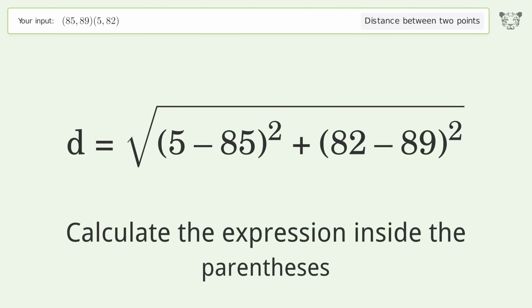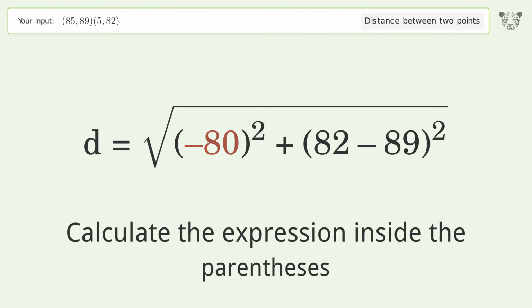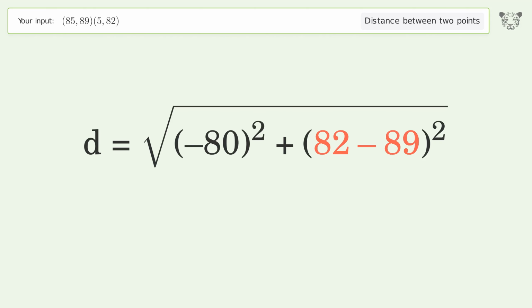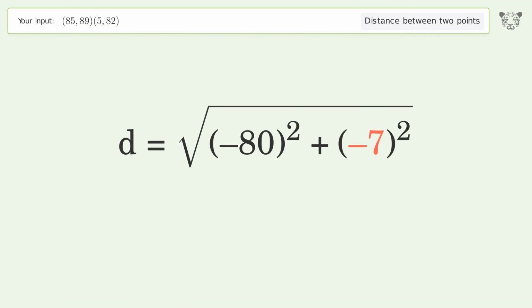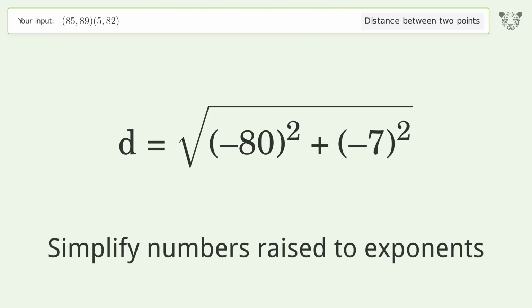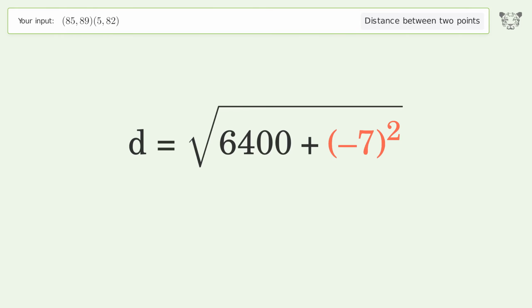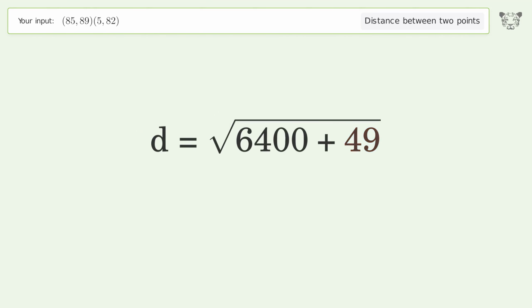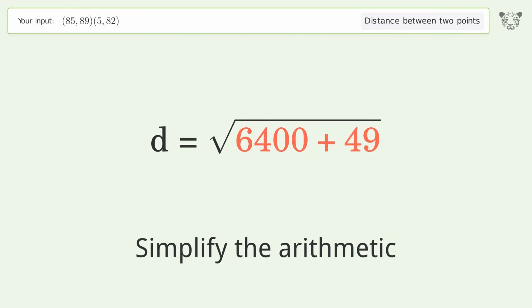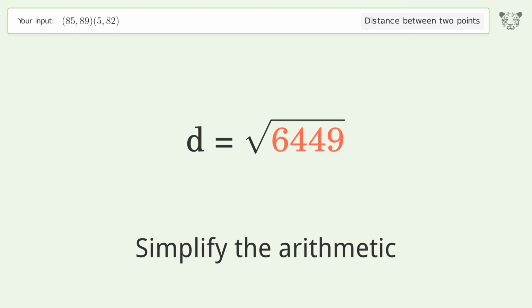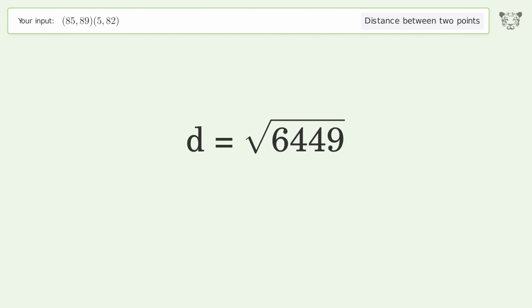Calculate the expression inside the parentheses. Simplify numbers raised to exponents. Simplify the arithmetic. And so the distance between the 2 points is the square root of 6,449, or 80.306.